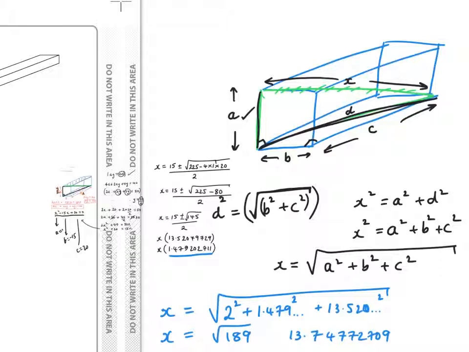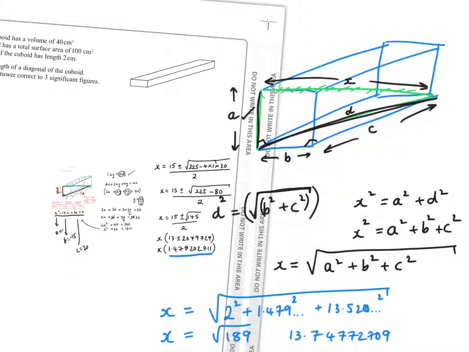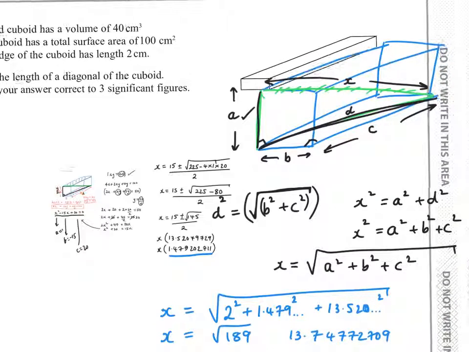centimetres. So let's just check the accuracy that it wanted it to. It wanted it to 3 significant figures I can see here. So 1, 2, 3. The 4 doesn't change the 7. So we're going to say 13.7 centimetres to 3 significant figures.